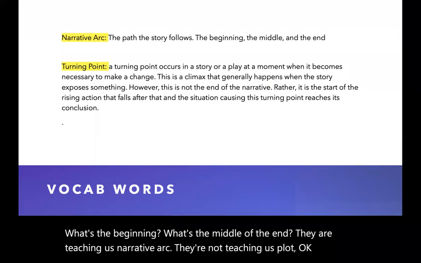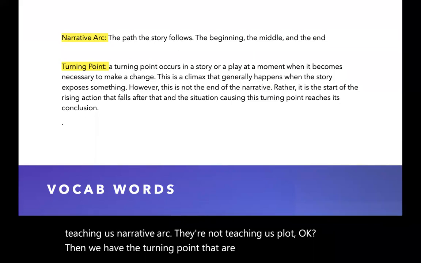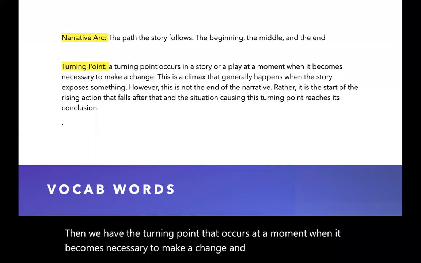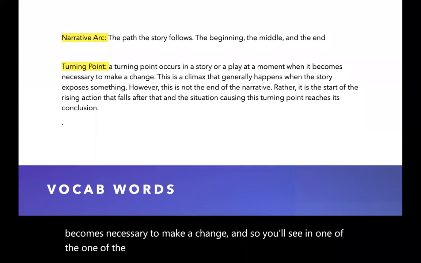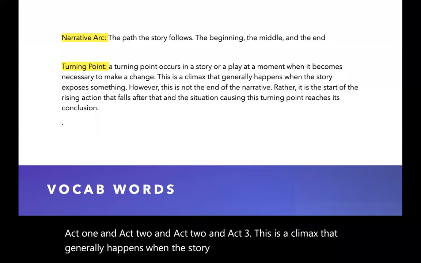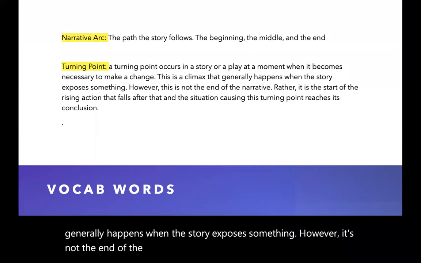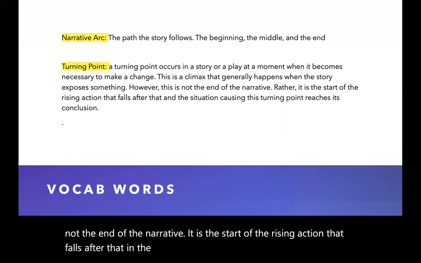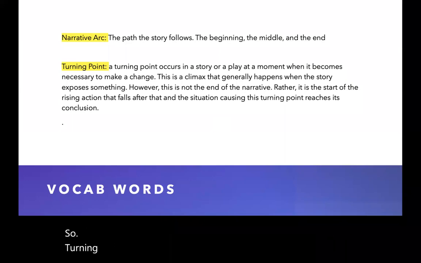Okay. Then we have the turning point that occurs at a moment when it becomes necessary to make a change. And so you'll see in one of the plot structures, there's two turning points between Act One and Act Two, and Act Two and Act Three. This is a climax that generally happens when the story exposes something. However, it's not the end of the narrative. It's the start of a rising action that falls after that, and the situation causing this turning point reaches its conclusion.